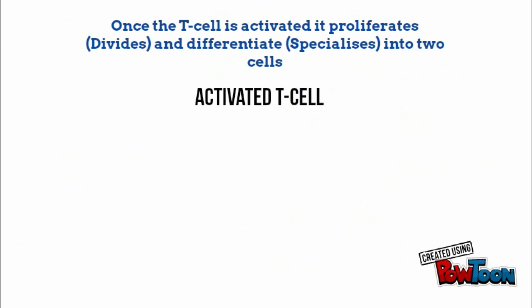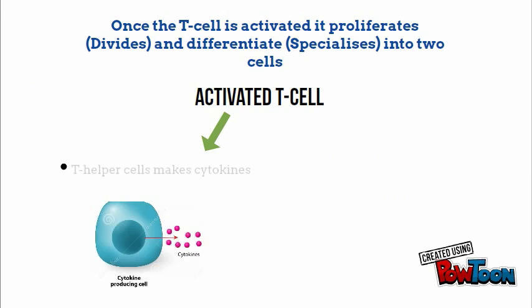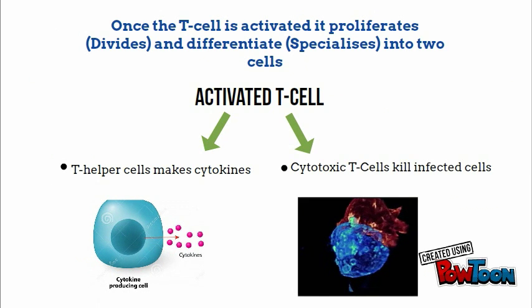Once the T cell is activated, it divides and specializes into two cell types. These cells are T helper cells, which make cytokines, and cytotoxic T cells, which kill infected cells.